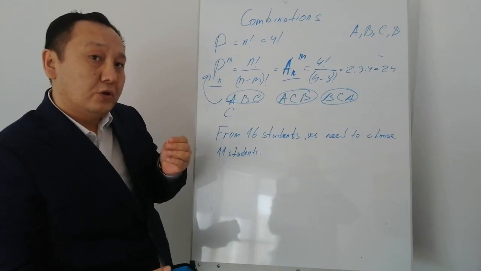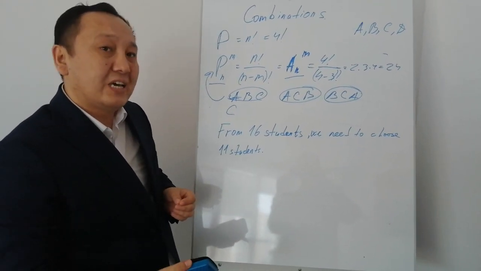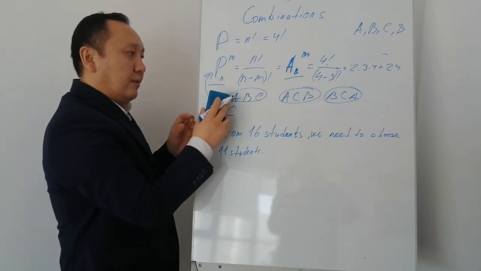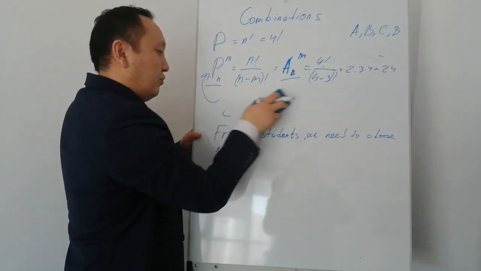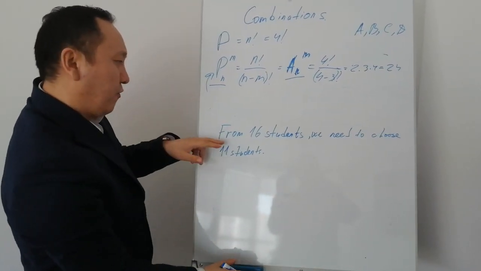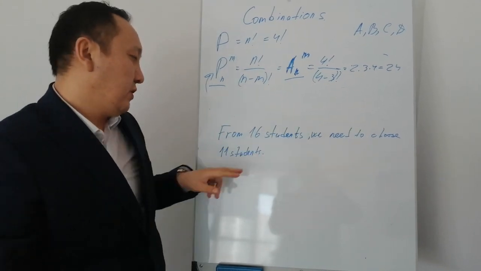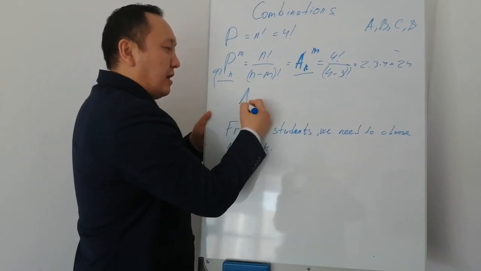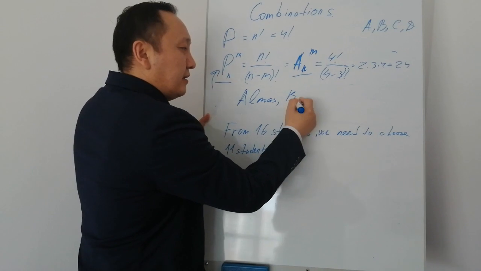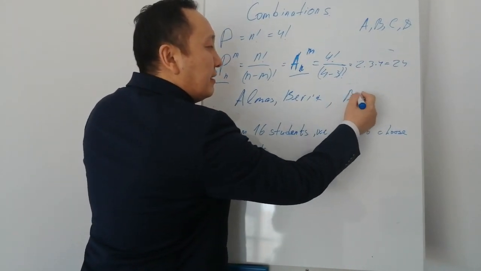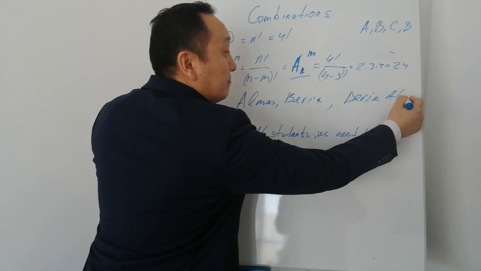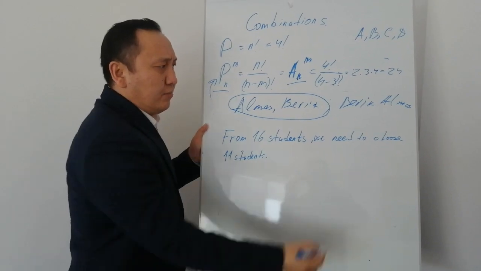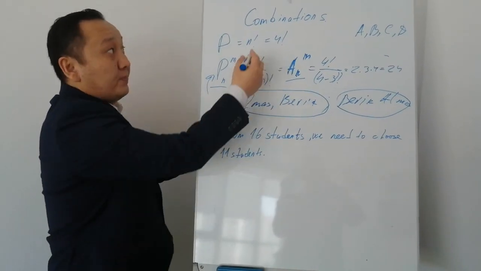So you students yourselves should decide in which task you should use arrangements, in which task you should use combinations. And I am going to give you a good example. From 16 students, we need to choose 11 students. In this case, there is no difference between Almas and Berik, or Berik and Almas, because they are students, they're people. If we choose Almas and Berik or Berik and Almas, they mean the same for combinations.